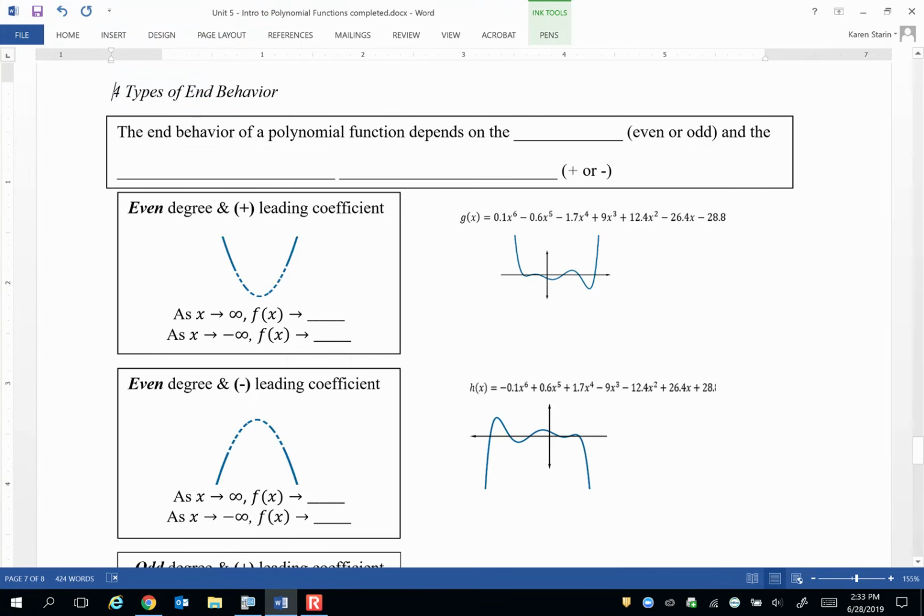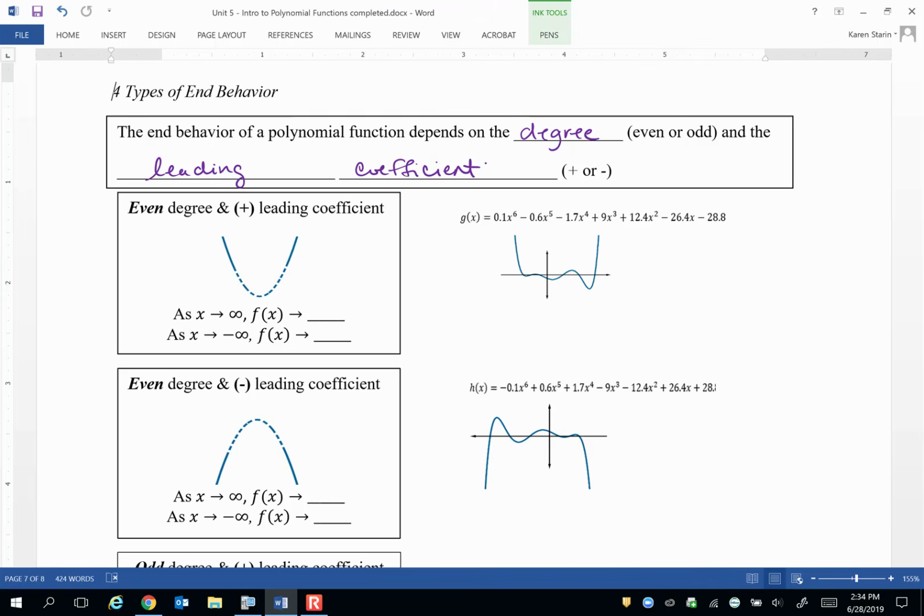The end behavior of a polynomial function depends on the degree, and the degree can be either even or odd, and it also depends on the leading coefficient. And the leading coefficient can be positive or negative. So there are 4 types of end behavior.